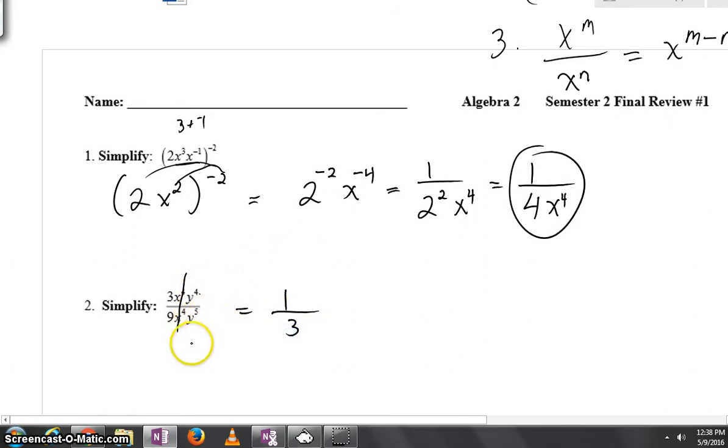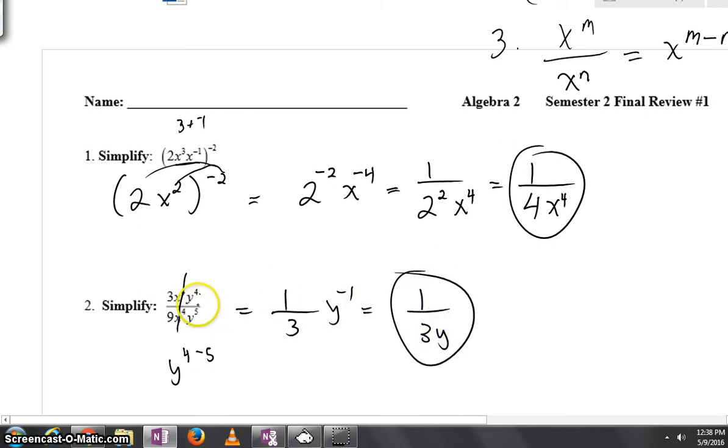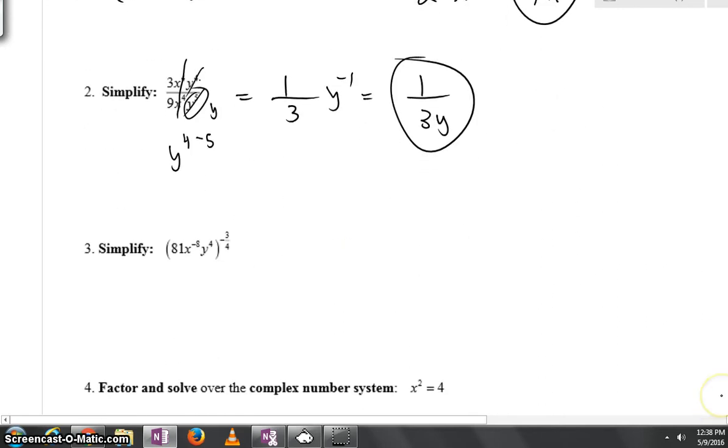You can use that third property to get y to the fourth power minus the fifth. When you're dividing, you take your top power minus your bottom. You'd get y to the negative 1. We've dealt with this a lot, however, where hopefully you are comfortable enough to know that there are more y terms down below. 4 of them would cancel down below, leaving you with a single one. Either way, you get 1 over 3y.